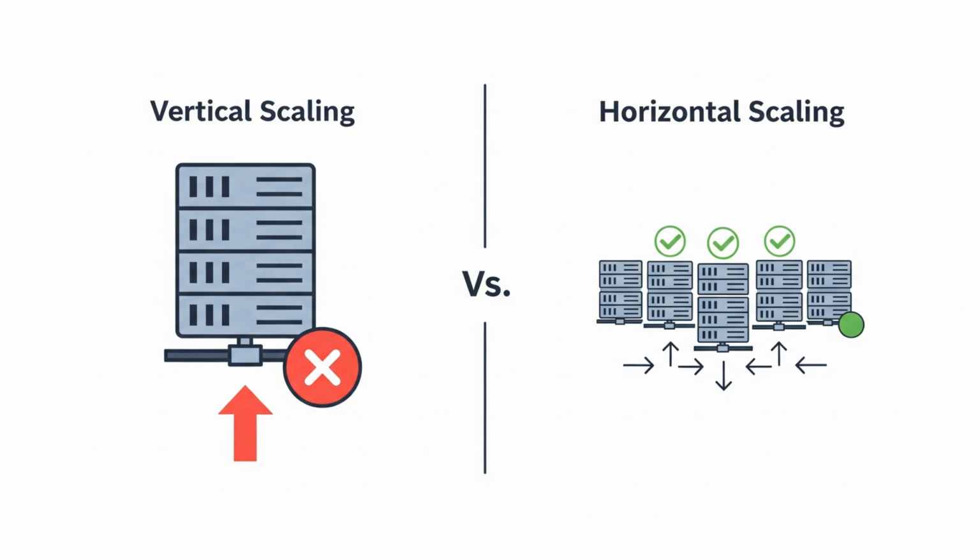Phew. Second, handling more traffic as you grow. You got to scale. Now, you could just make your one server more powerful, right? That's vertical scaling. But honestly, you'll hit a wall pretty fast. So the real trick is horizontal scaling, just adding more identical copies of your server to share the work.